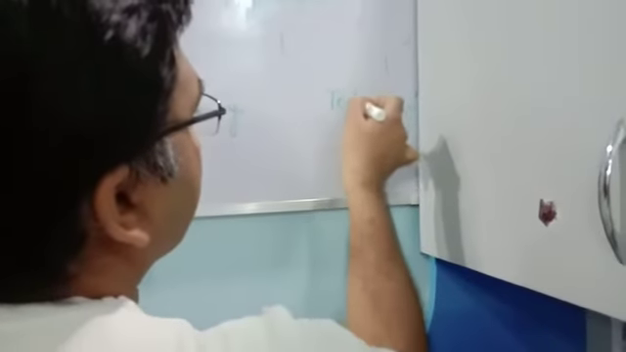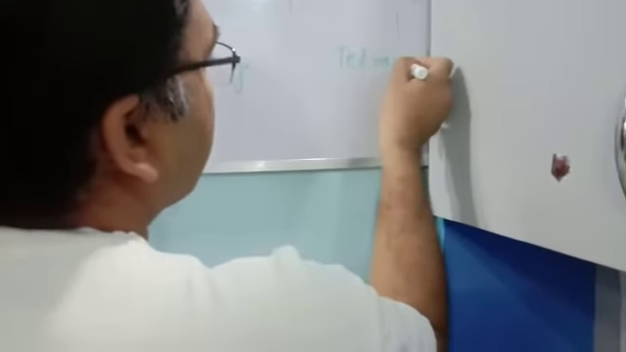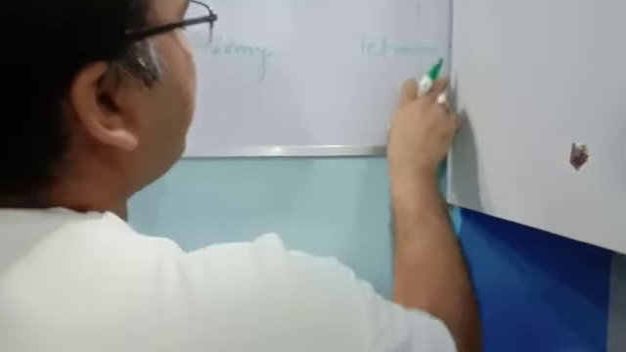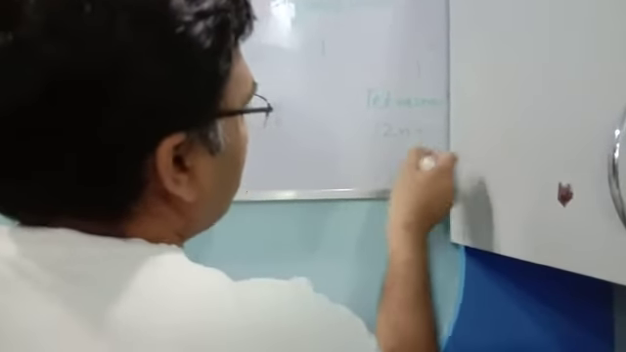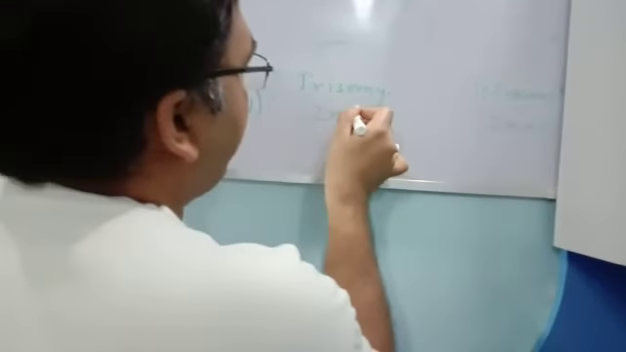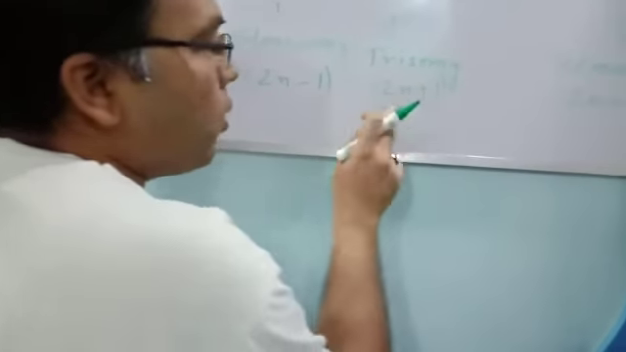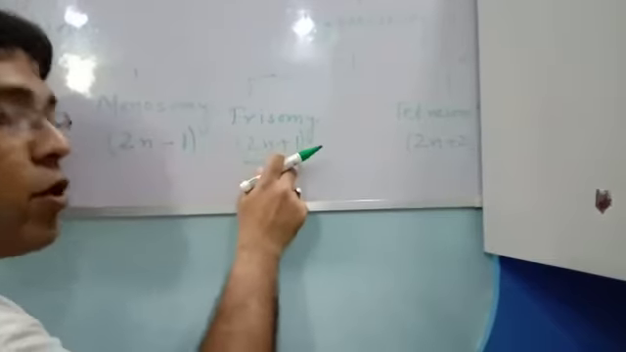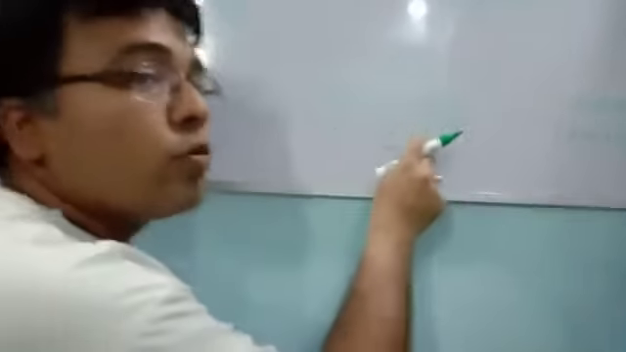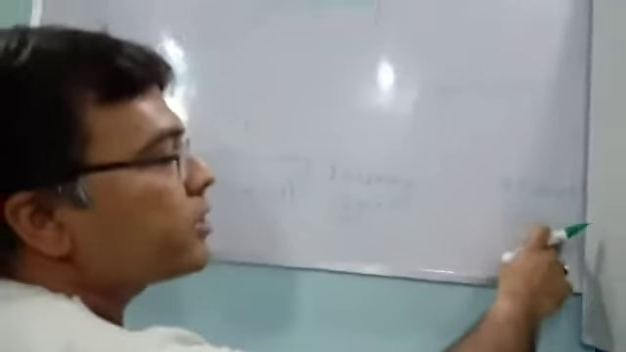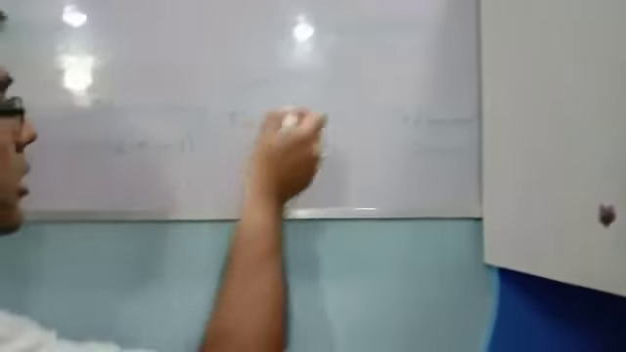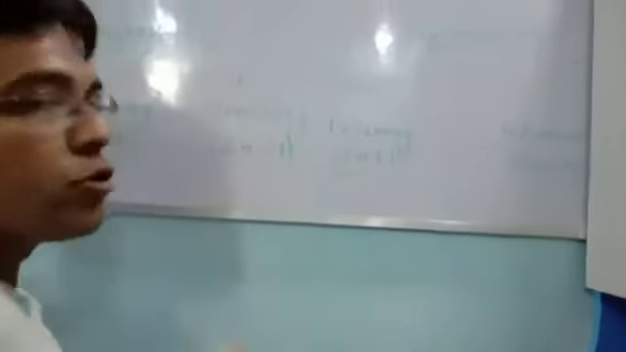Similarly, in hyperploidy, we have here trisomy and tetrasomy. So in tetrasomy you can see it is 2n plus 2, and in trisomy it is 2n plus 1. For example, one of the chromosomes is present in 3 copies. Trisomy means that one of the chromosomes is present in 3 copies, and in tetrasomy one of the chromosomes is present in 4 copies.